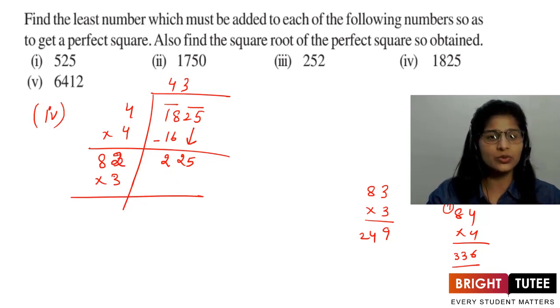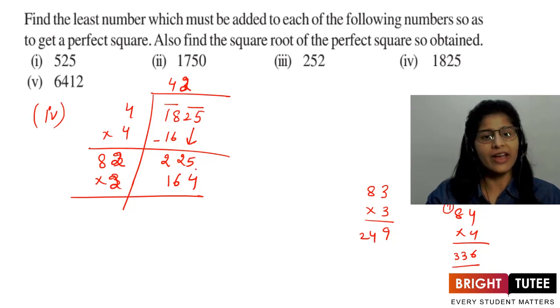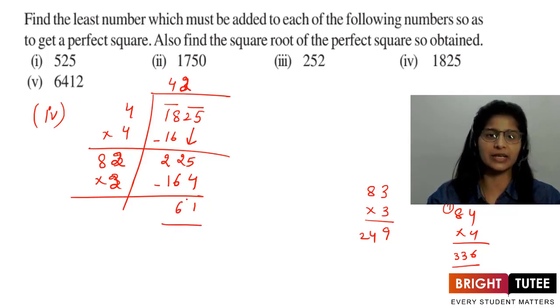Let's go with 2. 82 into 2. 2 2s are 4 and 2 8s are 16. So here also you write 2 only. 5 minus 4 is 1, and here we get 2. Right, so we can't subtract, we'll take a borrow from here. So 12 minus 6 is 6. We are left with 61 as the remainder.